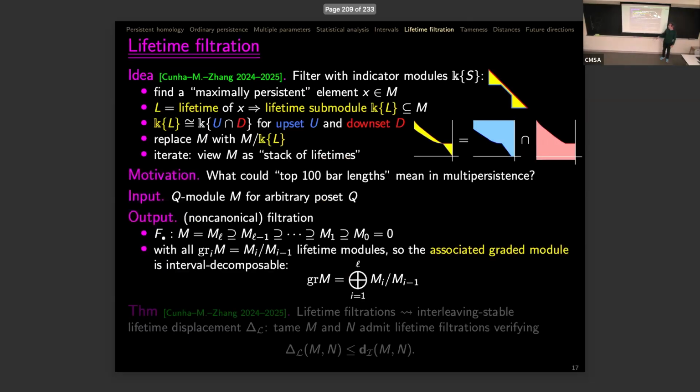Then what you do is you filter your module so that M0 is 0, M1 is going to be one of these lifetimes. M2 will be a module that has as a submodule this M1 and then something stacked on top of it. And then you take something stacked on top of that one and stacked on top of that one, so that the successive quotients, Mi modulo Mi minus 1, are going to look like this picture. So you're just going to stack them up like that.